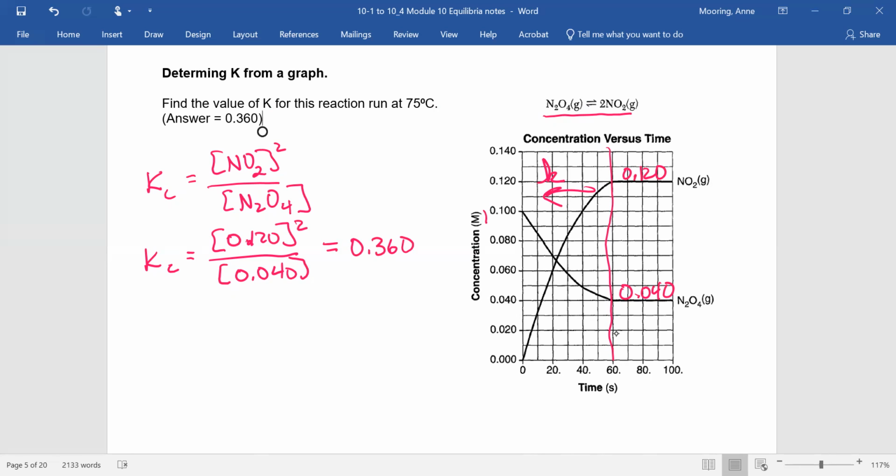So when we're given the final concentrations, either as numerical values or from a graph, the values for K are very, very easy to calculate.